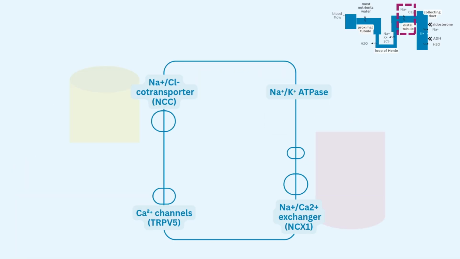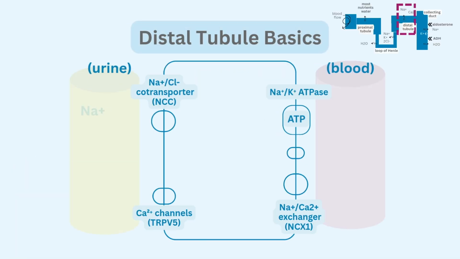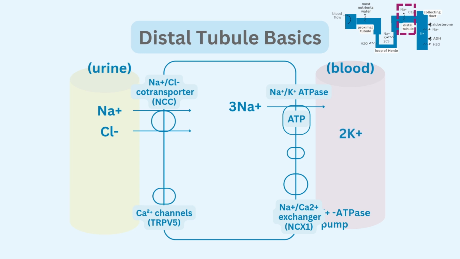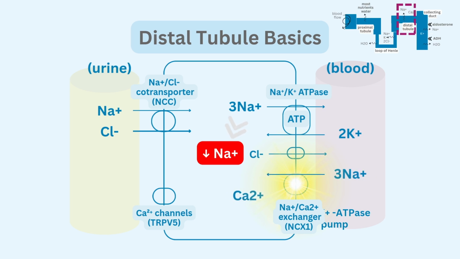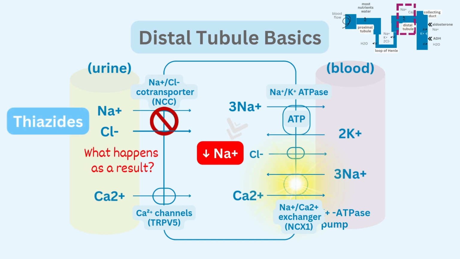Let's quickly review the distal tubule. Sodium and chloride are reabsorbed together from the urine, then sodium is pumped into the blood by the sodium-potassium ATPase. Here's the key point. When intracellular sodium falls, the sodium-calcium exchanger NCX1 becomes more active, brings sodium into the cell and pushes calcium out into the blood. Thiazides block the sodium chloride cotransporter in the distal tubule.